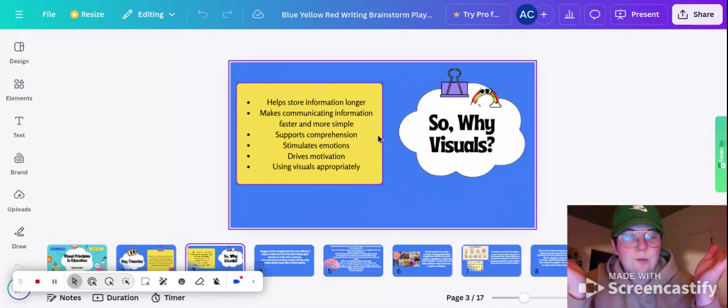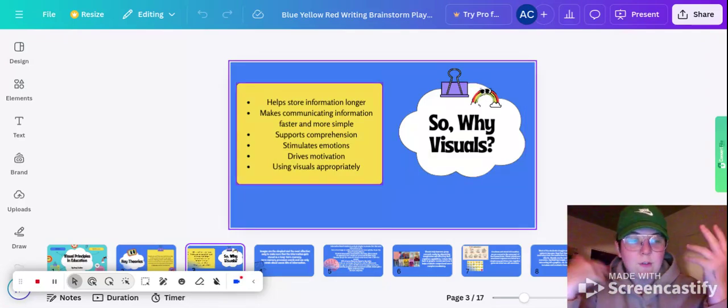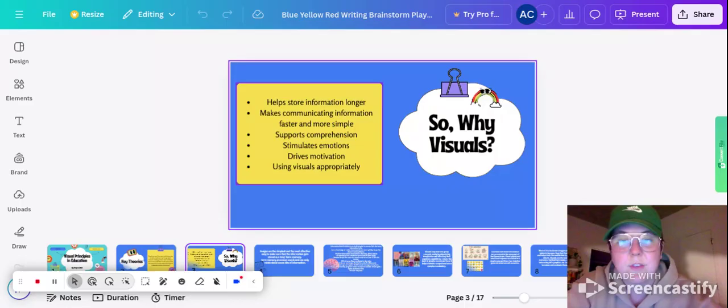So why visuals? It helps us store information longer. We can communicate way faster through those types of visuals. It helps us understand maybe more complex content that we may not gain understanding of without them. It helps us be encouraged and motivated. And also there's a big misconception about using visuals just for the sake of aesthetics, rather than using them appropriately, pairing them with the content.